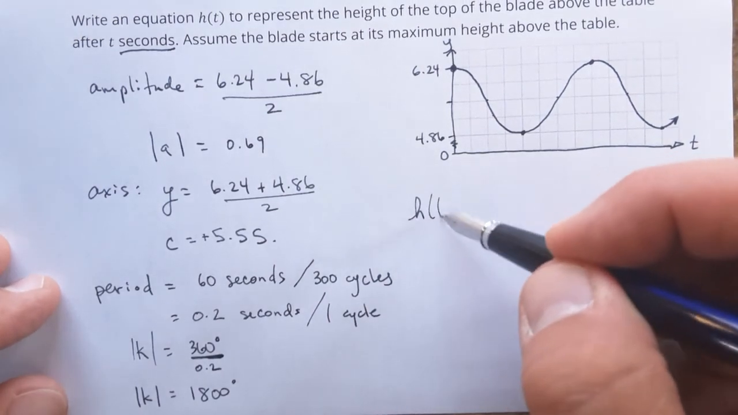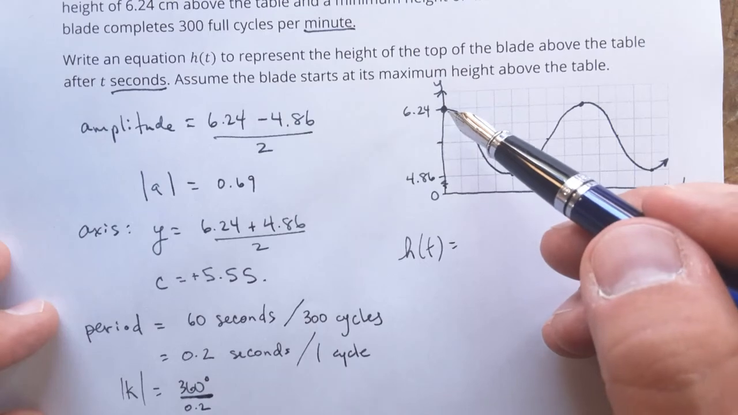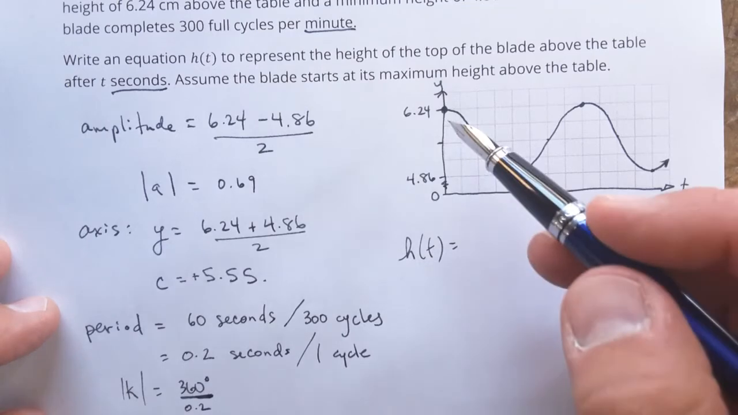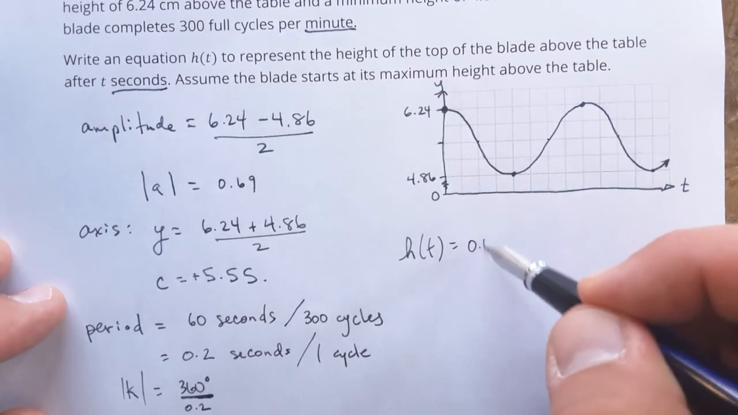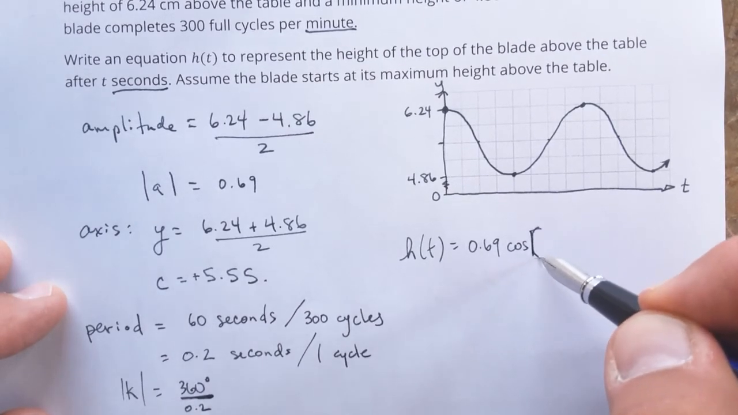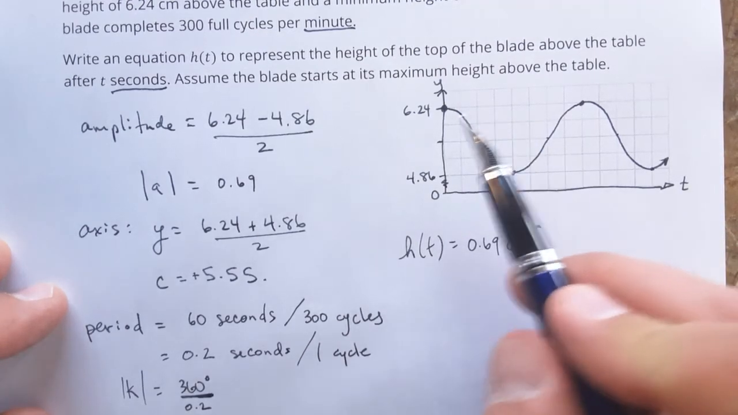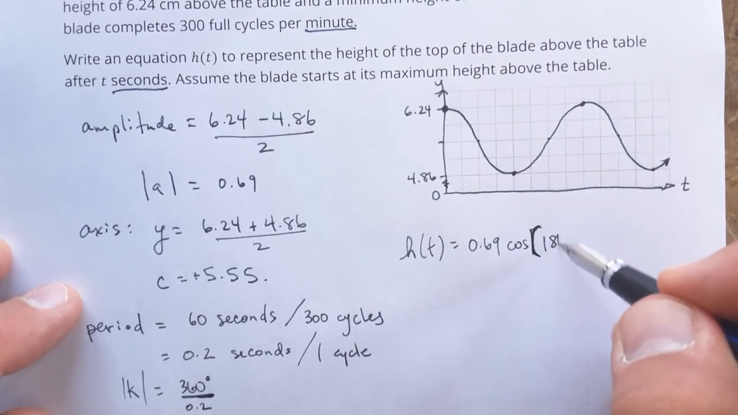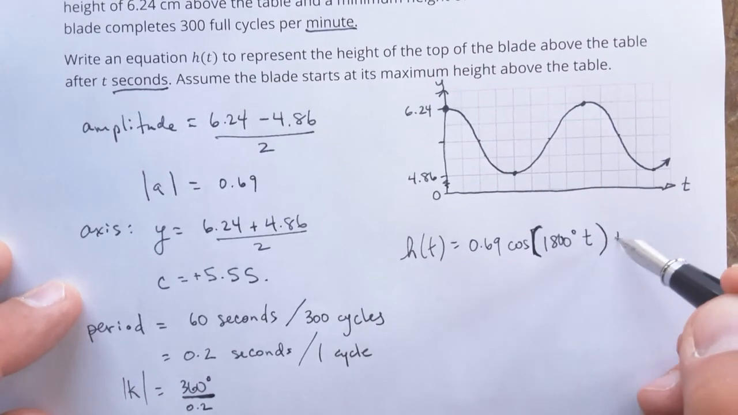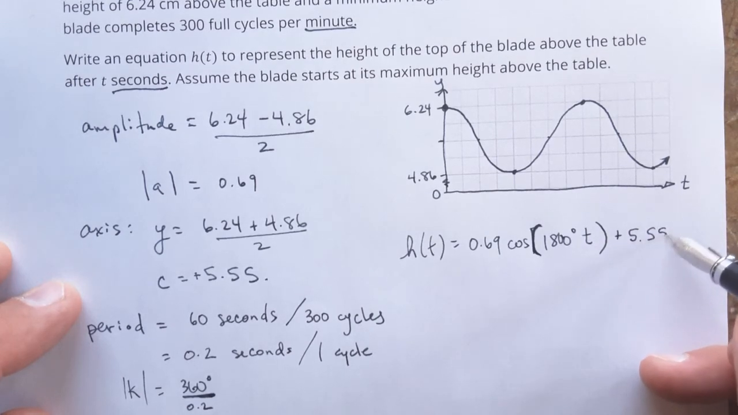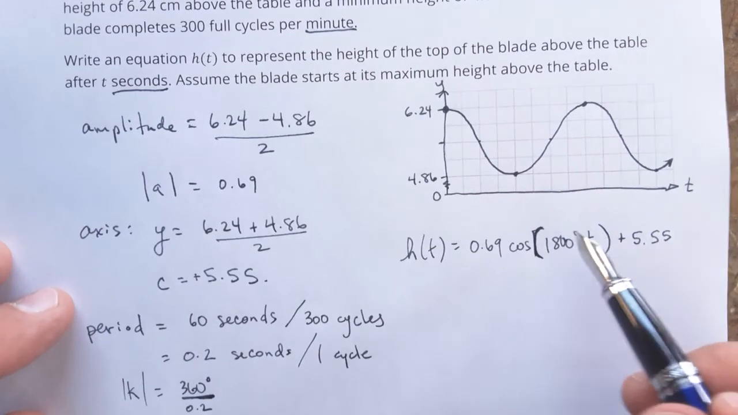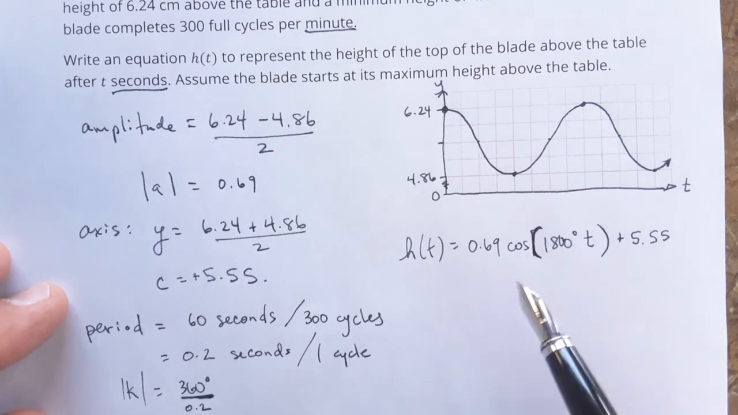So let's start writing our equation. H of t equals, well, we're starting at a maximum and we're not told what kind of equation, so I think it's a good time to use a cosine function since we start at a max. The a value can then be 0.69 cosine, no square bracket, we can use a round bracket this time, perfect, because we have no phase shift. 1800 degrees times t, bracket, and then we have plus 5.55. Just so you know, some people will put 1800 t and then the degree symbol right after, and that's also fine. You can move the degree symbol over there if you want. Anyway, that's a great equation.